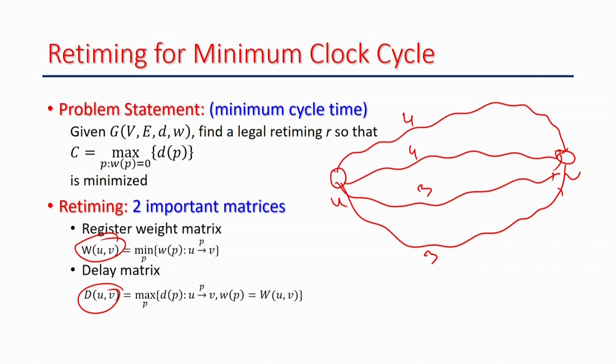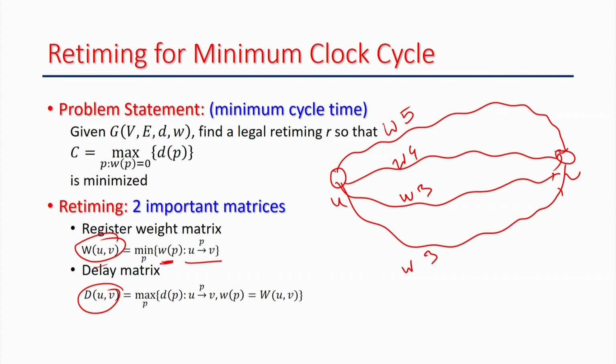The weight means the number of registers in this path. From a node to another node, there may be multiple paths, not just one path, right? So, I assume that from this node to this node there are 4 paths, and the weight here is 5, weight is 4 here, weight is 3 here, weight is 3 here. Okay. And that is given by W_p.